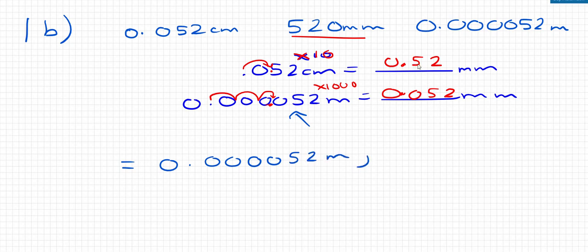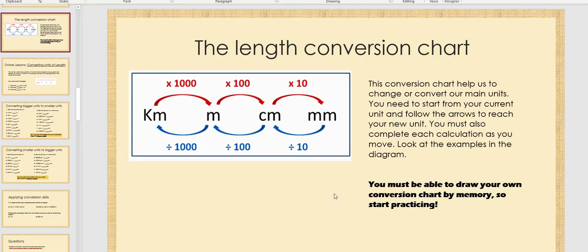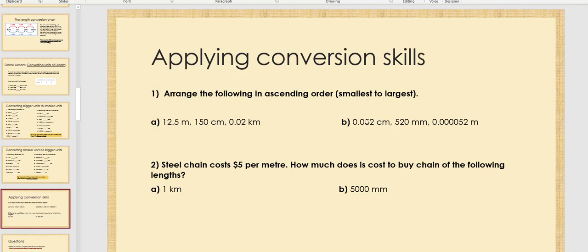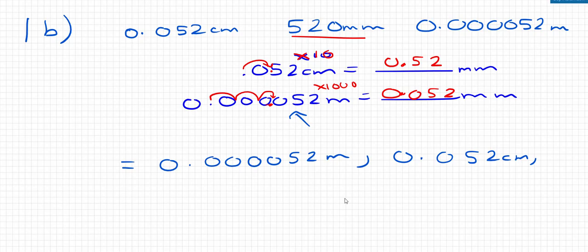Then the next one would be this one here, because 0 point is smaller than a whole number here. So that was this one here, which was 0.052 centimeters. Let's double check that in the question. Yep, 0.052. Okay, and so I didn't leave enough room, but imagine I wrote it here. The next one is the last one, the 520 millimeters. I'll just squeeze it in. Okay, that has been arranged in ascending order from smallest to largest.